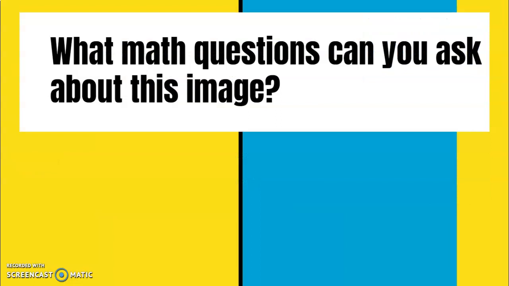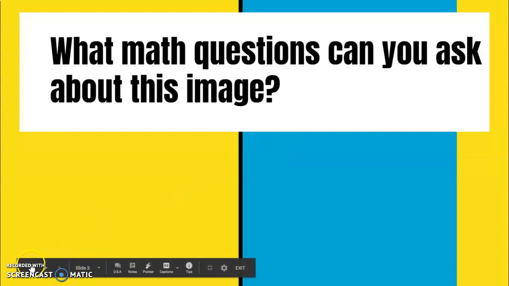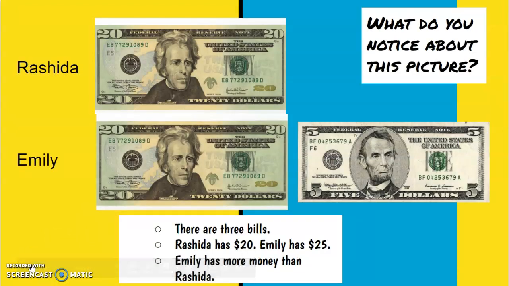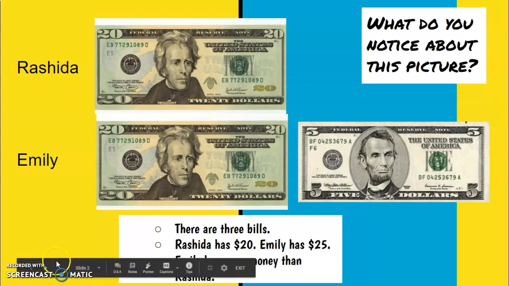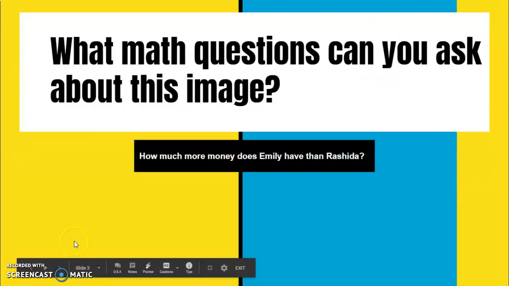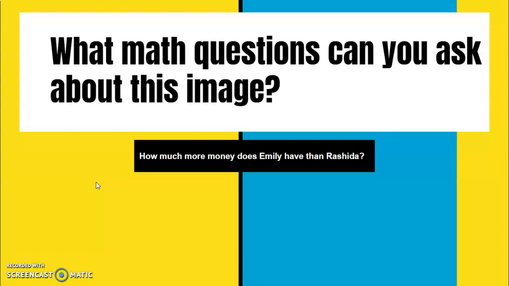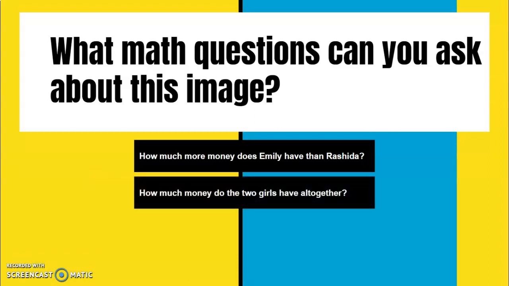So what math questions can you ask about the image that you just saw? Let me go back. So what math questions can you ask about these amounts that you see? Again, if you want to write them down, you can. If not, in your head is fine. So some ideas are how much more money does Emily have than Rashida? How much money do the girls have all together?